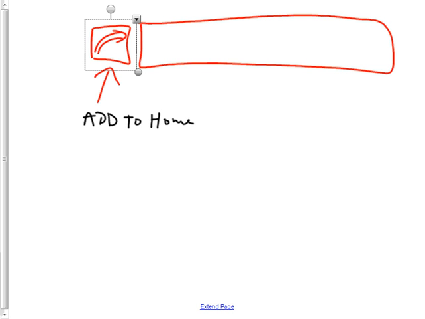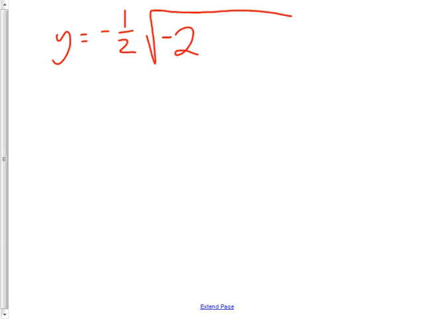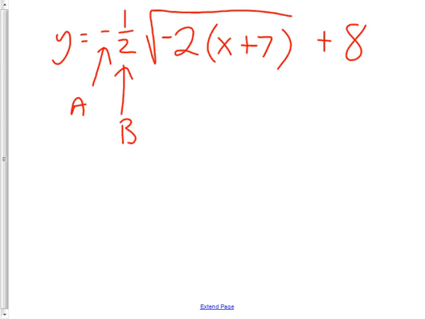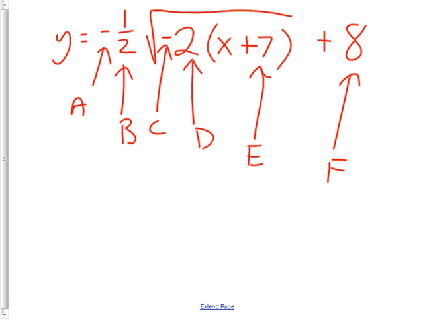Right now I'd like you to try this problem. I'm going to write on the board here for people at home. Y equals negative 1/2 square root of negative 2x plus 7. I'm changing it slightly because I want to make it a little harder. Plus 8. And I'm going to call this A, B, C, D, E, and F. Not many people are going to know exactly what order to do this one in.